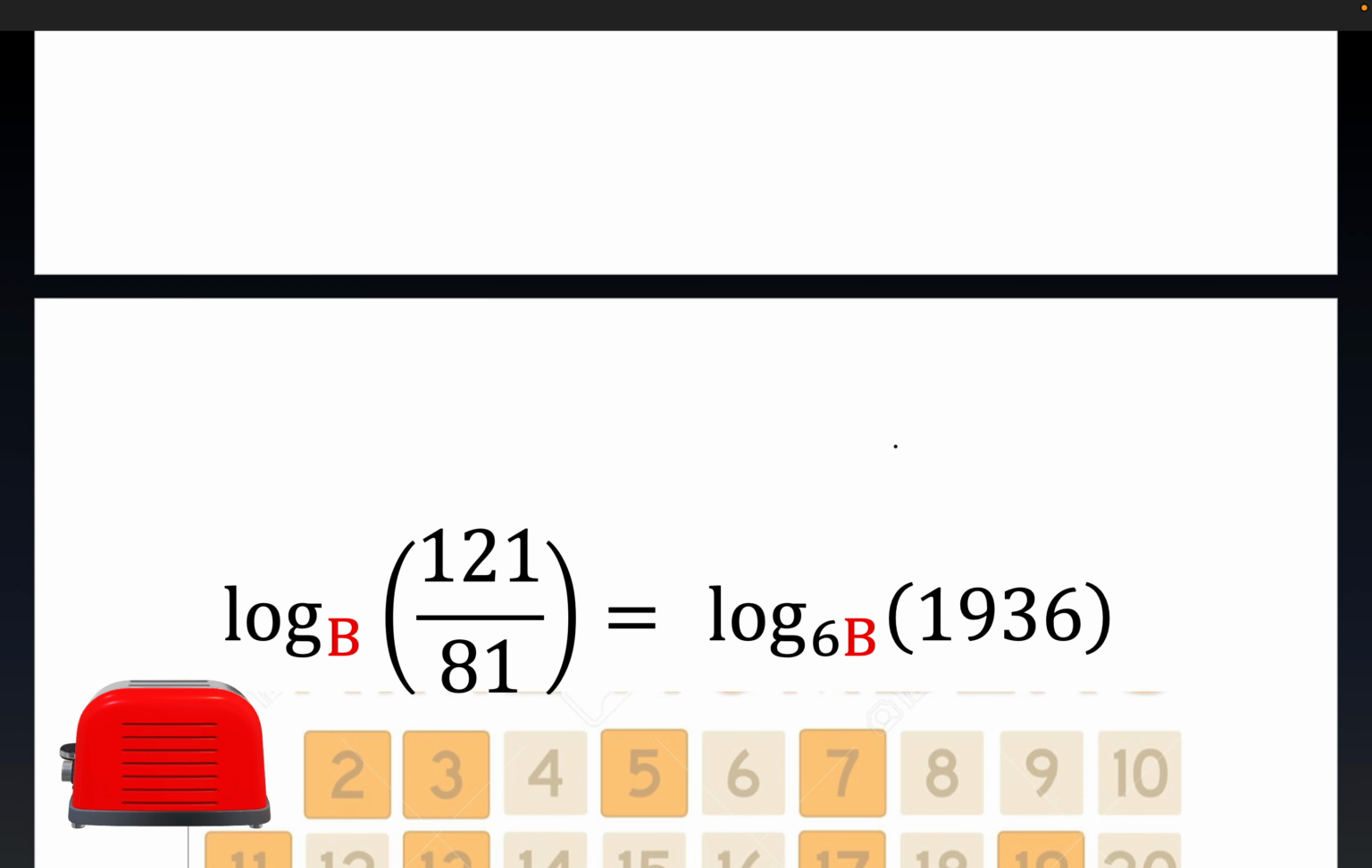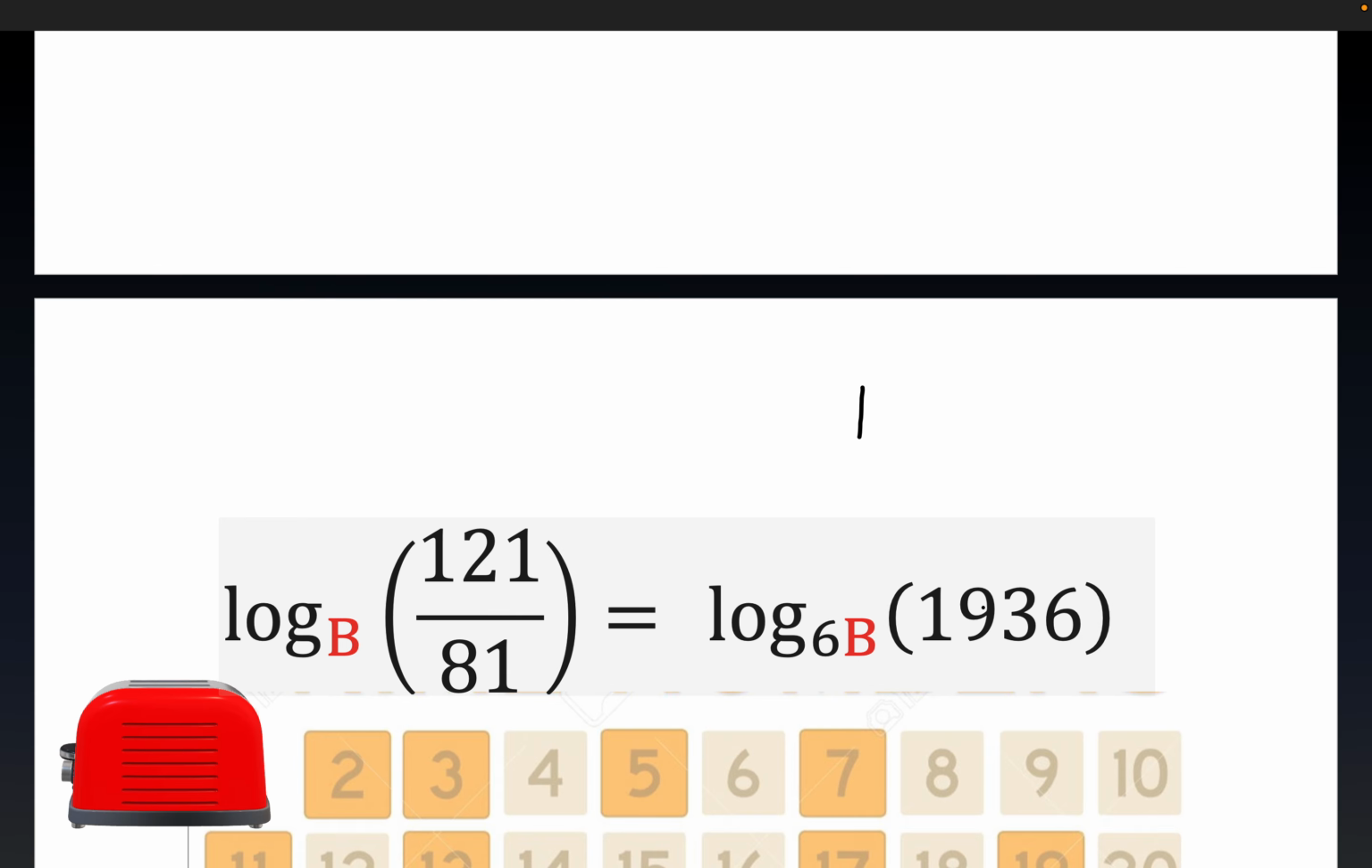Now, it's clearly divisible by 2, but what about other numbers? It's not divisible by 5. It's not divisible by 3 because of the sum of the digits. But we can show that it's divisible by 11 by using this maybe sort of obscure result.